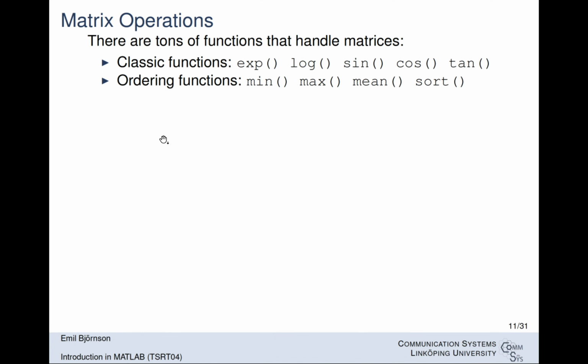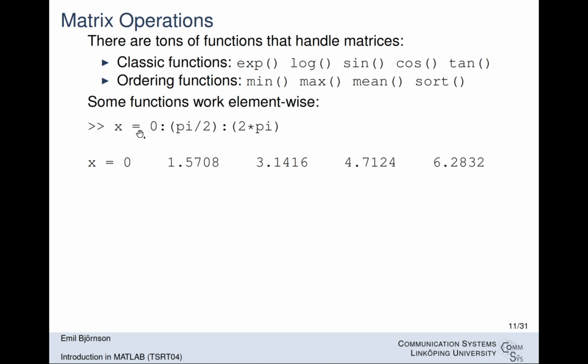Then there are things that I call ordering functions that take an entire vector, and then do some processing of the elements together. So min is the minimum of the vector, max is the maximum, mean is the average value, and sort can sort them in ascending or descending order.